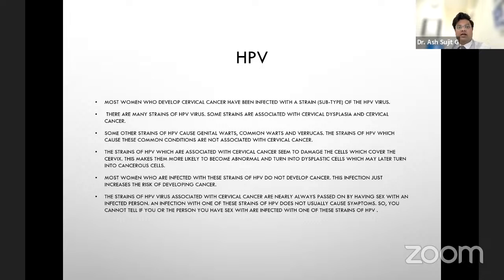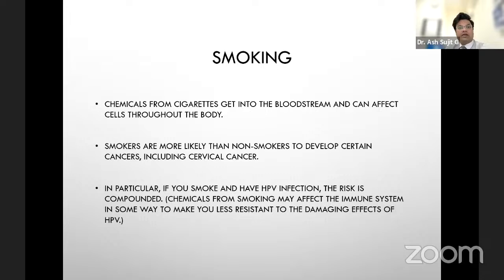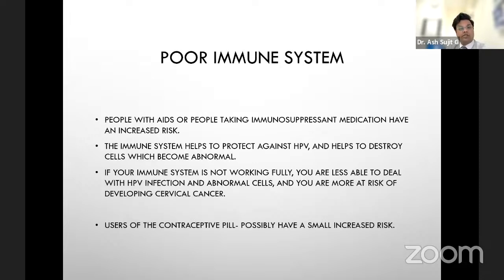You have different strain-related vaccines, which are either 4 or 9 strains. So depending upon which vaccine you're using, you get around 60 to 90% protection against these cancers. Smoking is again one of the etiologies which can be related to HPV. It is regarded as a compounding effect rather than directly affecting the cells leading to cervical cancer. Immune system factors are the major probable causes, where a poor immune system leads to an increased risk.